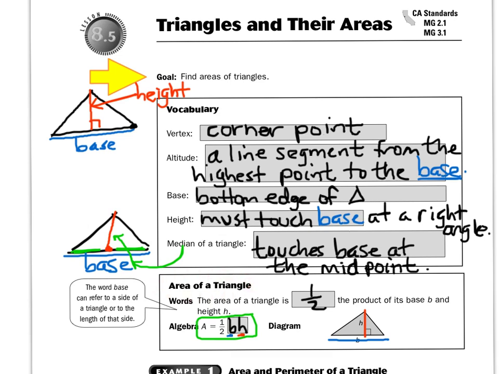The area of a triangle. The area of a triangle is 1/2 the product of its base and its height. So we would write this in algebra as 1/2 the base times the height. And notice how I made the base blue, and I want you to do that with your colors. And the height is red here.